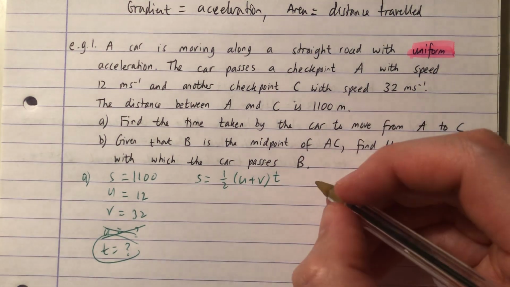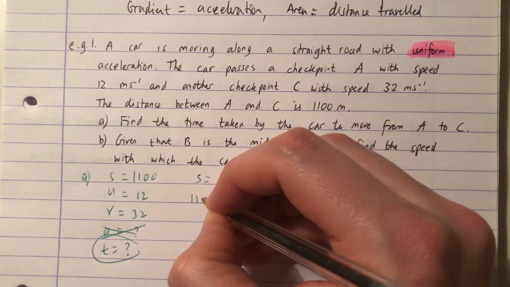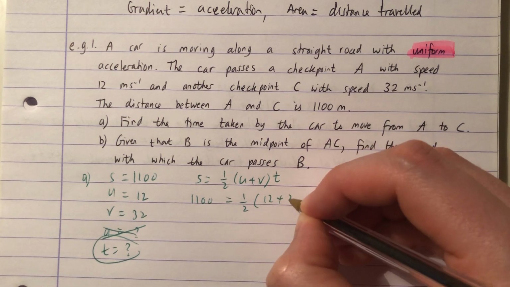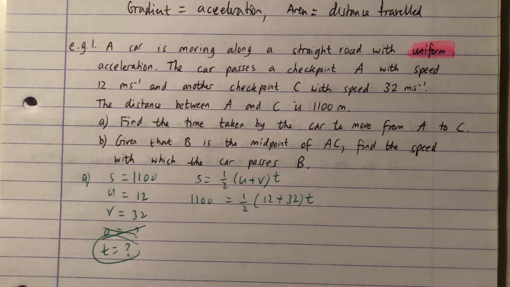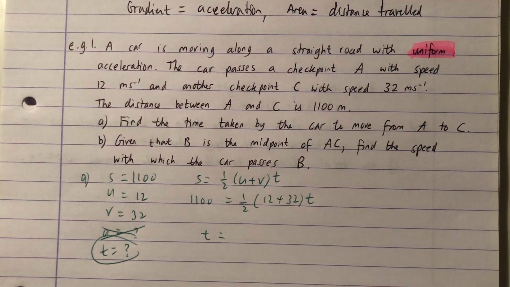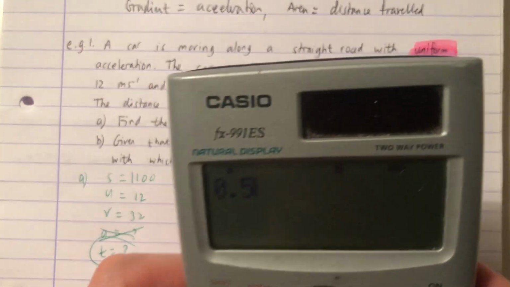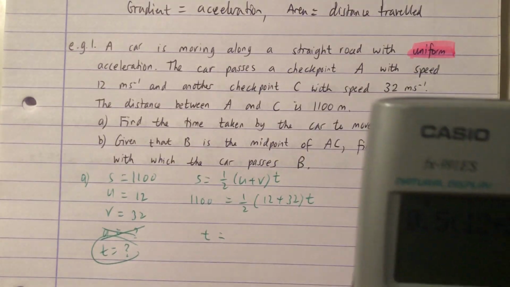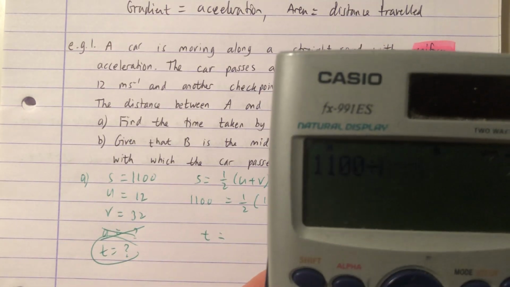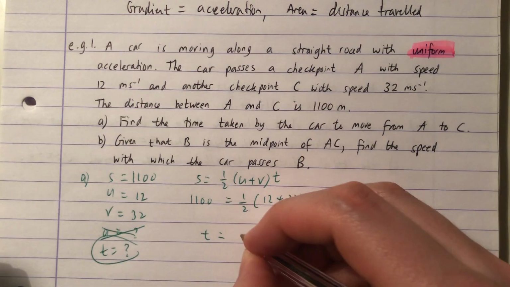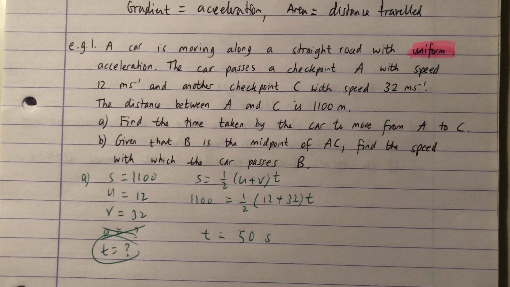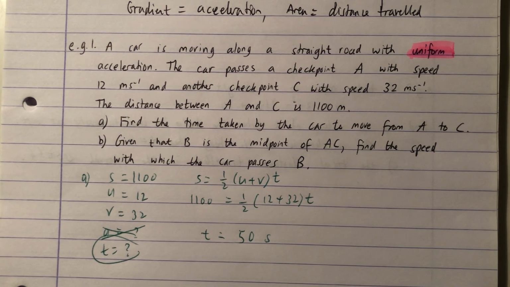Substitute in the bits you know. So 1100 equals a half (12 plus 32)t. And when you make t the subject, what's a half times 12 plus 32? So 1100 divided by that answer, which is 50 seconds. It takes 50 seconds for the car to move from A to C, which makes sense.